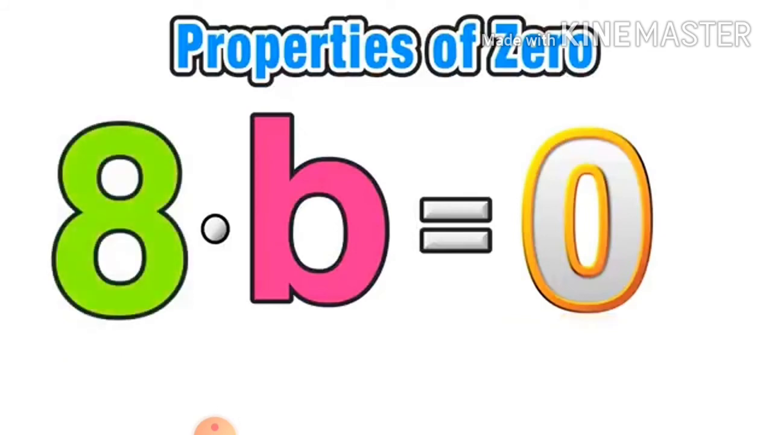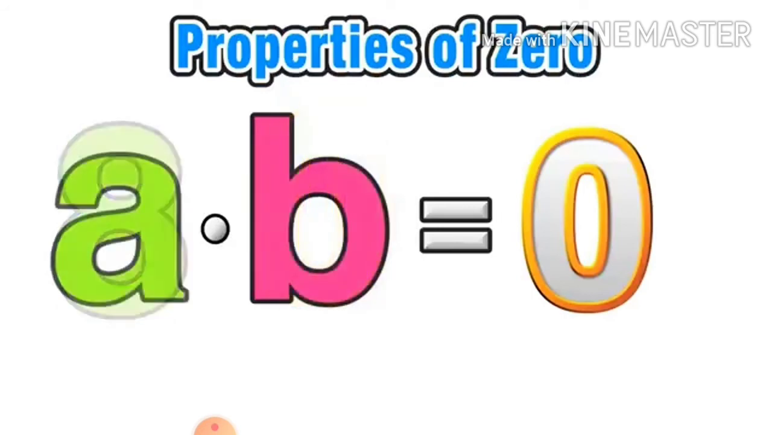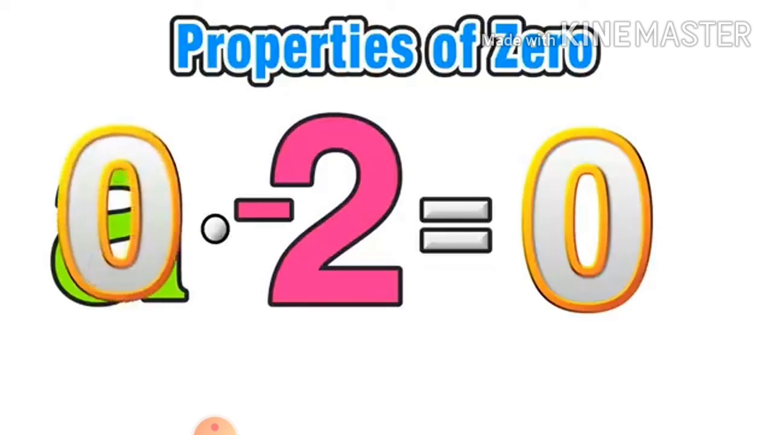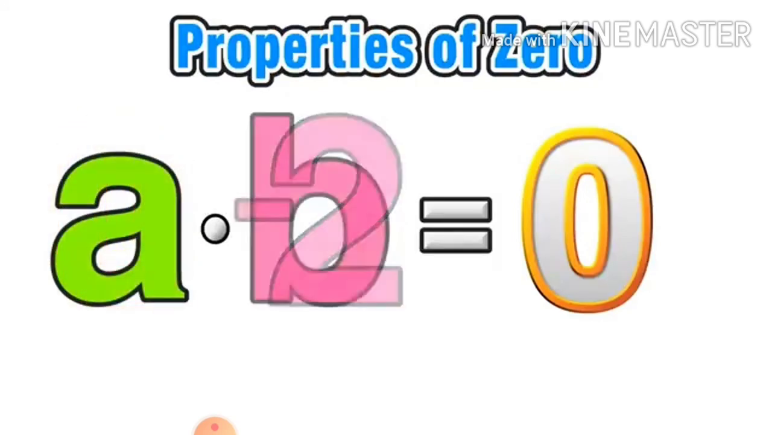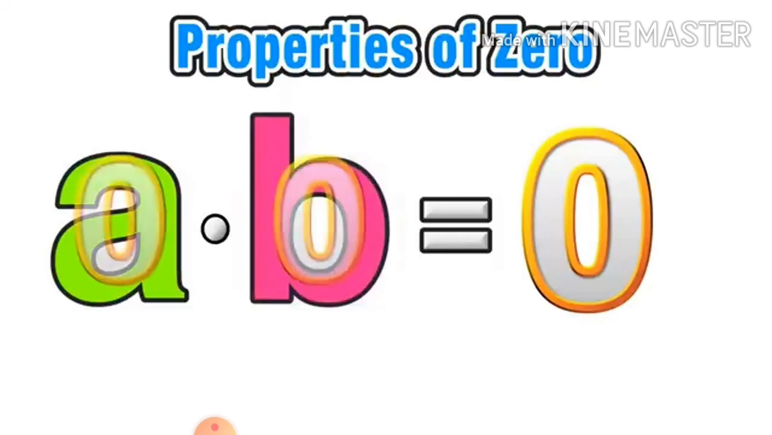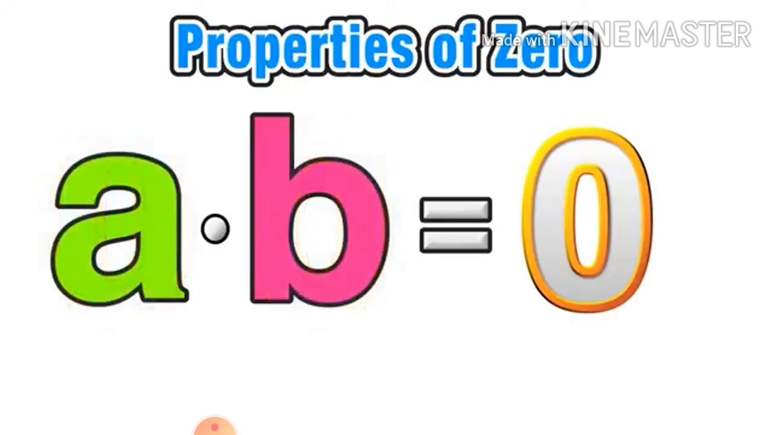So if A was equal to 8, then B would have to equal zero by the zero product property. Or if B maybe equaled negative 2, then A would have to be zero by the zero product property again. Of course, it's also possible that both A and B equal zero, since 0 times 0 still equals 0.